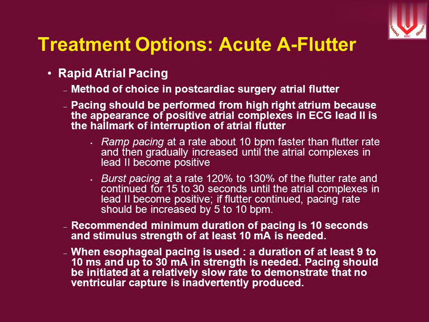Ramp pacing at a rate about 10 bpm faster than flutter rate and then gradually increased until the atrial complexes in lead 2 become positive. Burst pacing at a rate of 120% or 130% of the flutter rate and continued for 15 to 30 seconds until the atrial complexes in lead 2 become positive. If flutter continues, pacing rate should be increased by 5 to 10 bpm.